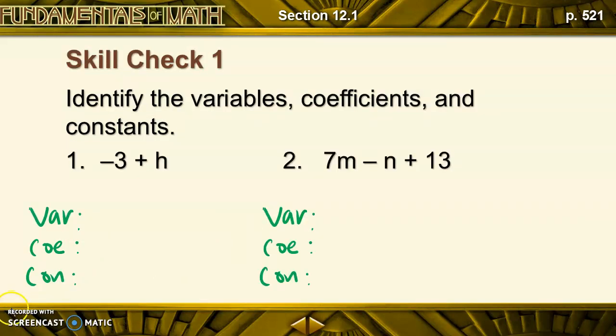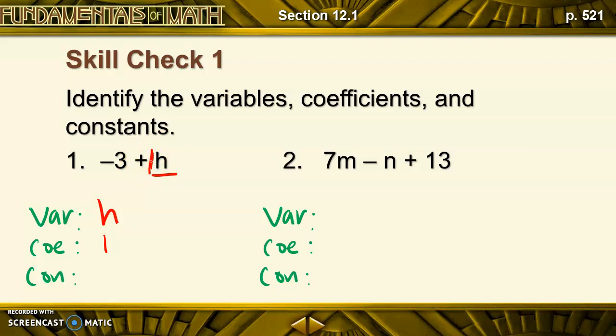All right, identify the variables, coefficients, and constants. So, for example 1 and skill check 1, we're going to do the same thing. What are the variables, if any? Are there any letters here? Yes. All right, the variable is going to be h. What are the coefficients? Are there any coefficients? I'm going to say yes. The coefficient is going to be 1. And where did I get this from? Well, again, like I said, the coefficient is the number in front of the h. And it's kind of a tricky question, because what is the coefficient in front? I'm going to say 1. Why is it not 0?